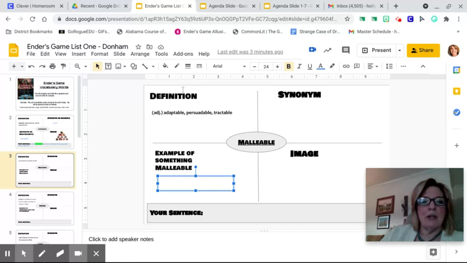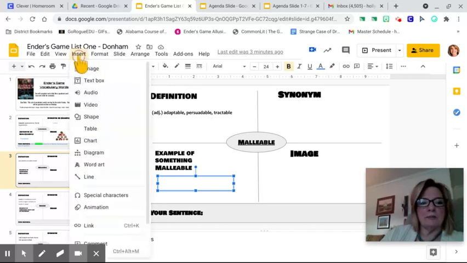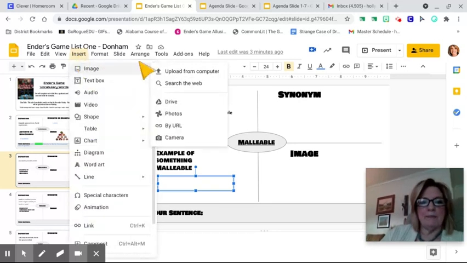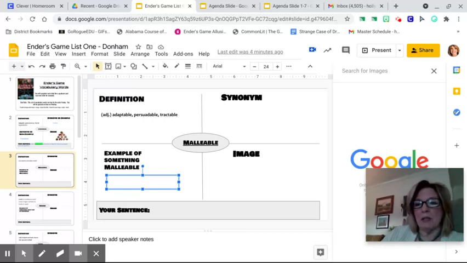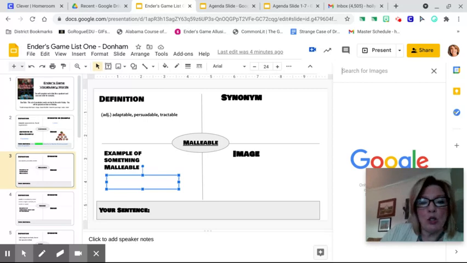And remember, you're going to need to insert, image, search the web. Your search bar will come up on the right side, and you'll type in one of your words. Don't type in the word malleable. Type in something that is malleable, okay? Maybe type in your example of what you wrote in this box here to come up with an image.